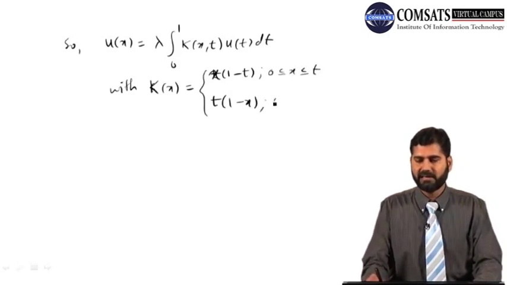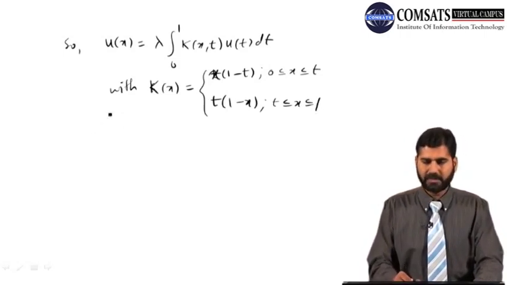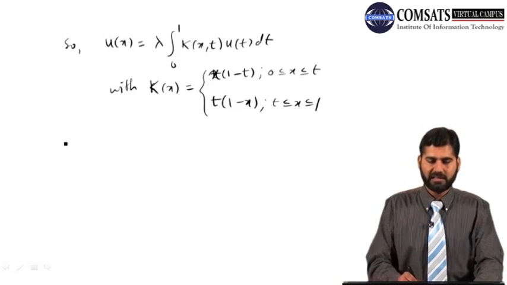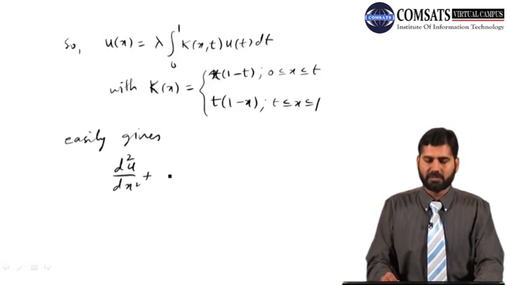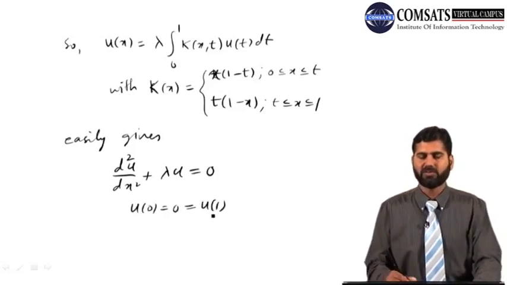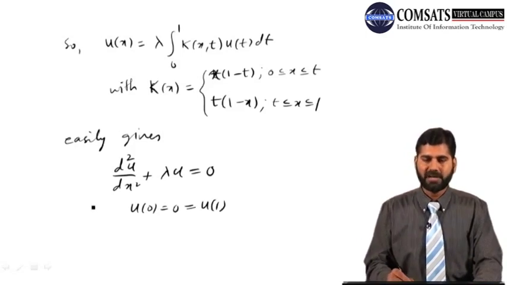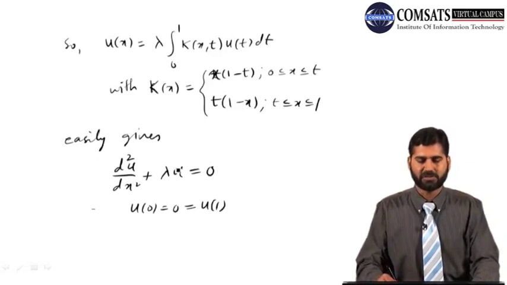we can easily convert this equation with this kernel, it easily gives d2u by dx square, the initial value problem which I just stated, equal to 0, with u at 0 equal to 0 and u at 1 equal to 0, because L is 1. Alright, so either solve this one or this one for eigenvalues, we can get the same solution.